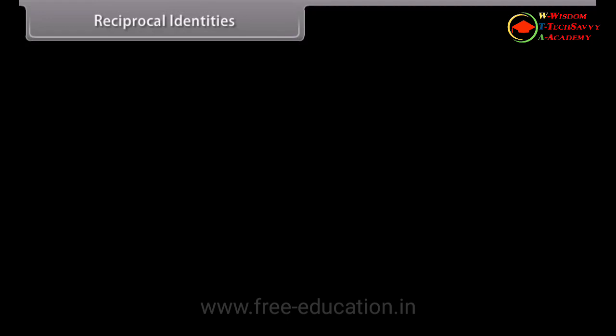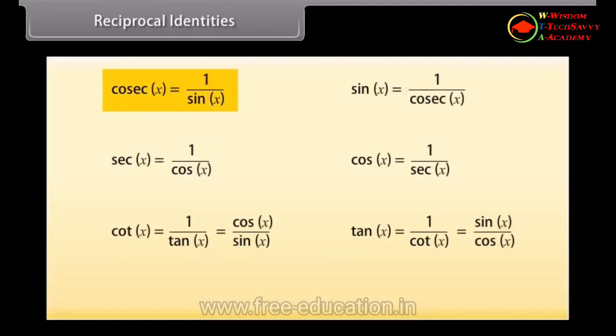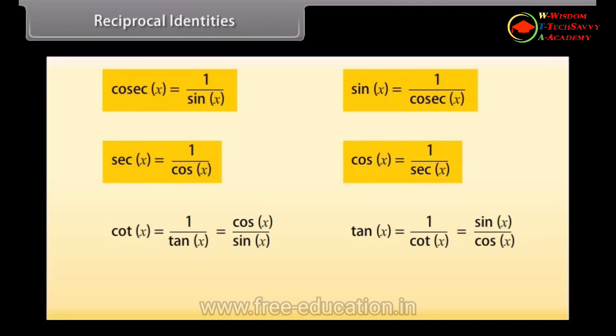Reciprocal identities. Look at these identities now. Cosec x is equal to 1 by sin x. Sin x is equal to 1 by cosec x. Sec x is equal to 1 by cos x. Cos x is equal to 1 by sec x. Cot x is equal to 1 by tan x, which is equal to cos x by sin x. And tan x is equal to 1 by cot x, which is equal to sin x by cos x.